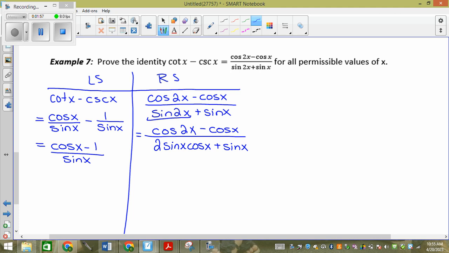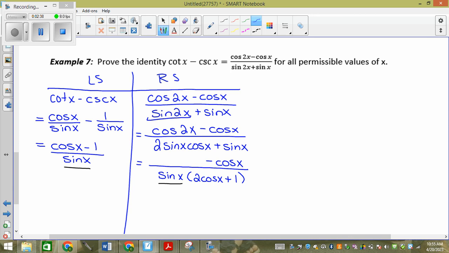In the bottom, can I do anything to that denominator on the right? Take out a sine x. Remember when you're stuck, 99% of the time it's a GCF. So I can take out a sine x, and then I'm left with 2 cos x plus 1. Now, when I look over here, I say I need to keep a sine x. See, there's a sine x here and there's a sine x here. So I need the 2 cos x plus 1 to get out of my life.